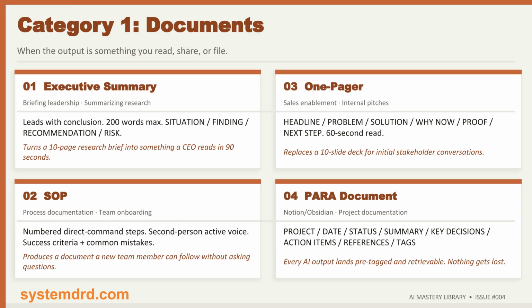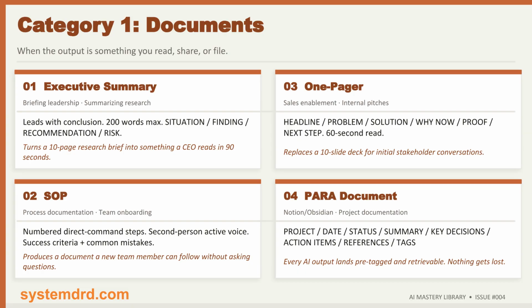Format 1, the Executive Summary. The structure is situation in 2 sentences, finding as 3 bullet points, recommendation in 1 sentence, risk in 1 sentence. 200 words maximum. No jargon, no passive voice. That instruction consistently produces a document a senior leader actually reads rather than skims and ignores.